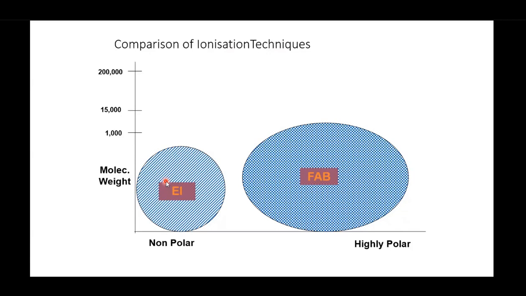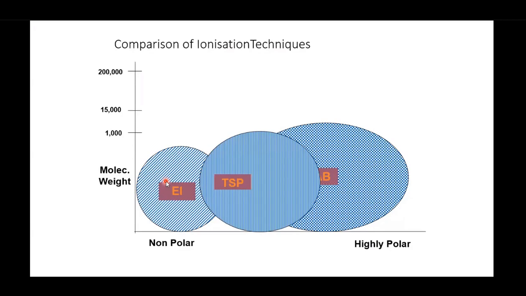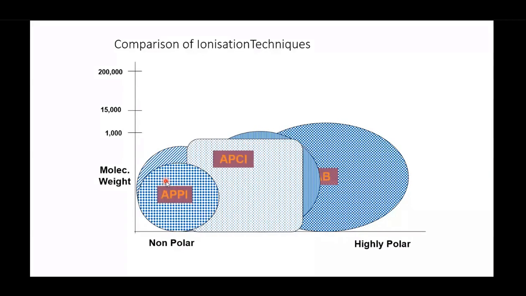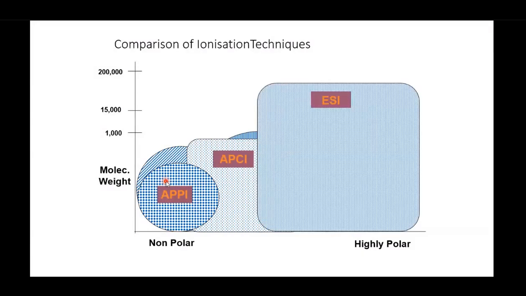Then thermospray, which is used for semipolar molecules and goes up to 1200 molecular weight. Then we have atmospheric pressure chemical ionization, which is used for semipolar molecules, goes up to 1000 molecular weight. Then APPI, which I have not covered, atmospheric pressure photoionization, is used for non-polar molecules up to 600 molecular weight. And then we have electrospray ionization, which goes up to 150,000 molecular weight and covers a lot of highly polar compounds as well as some semipolar compounds.